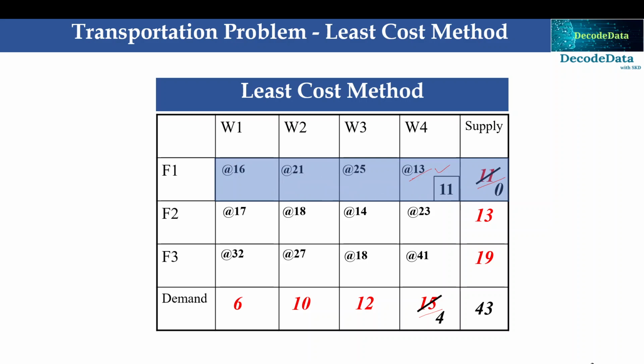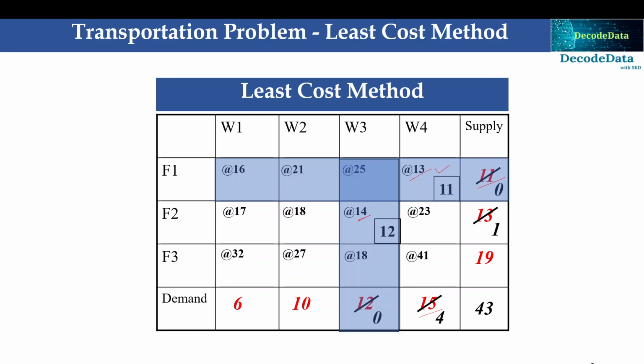Then comes factory 2 and factory 3, right? Now among the remaining costs for factory 2 and factory 3, we have 8 costs. Out of this, 14 is the minimum. Now 14: warehouse 3 demand is 12 and the factory can supply 13. So the factory can supply 13, but the demand is only 12. So I will put 12 here. By doing this, this will become 1 because 12 is delivered, and this will become 0. So the demand of warehouse 3 is over, so we will leave this one.